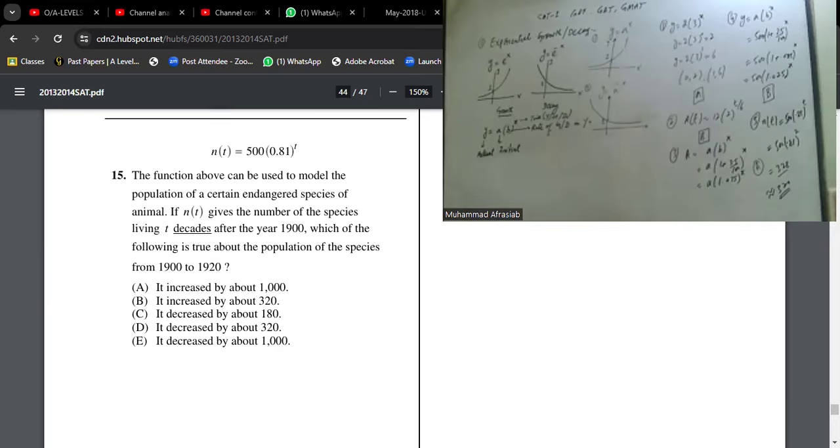So D is the right choice, decreasing by the amount 320. So A, B, C, and E are not correct. So only D is the portion which is correct for that. It is decreased by about 320.